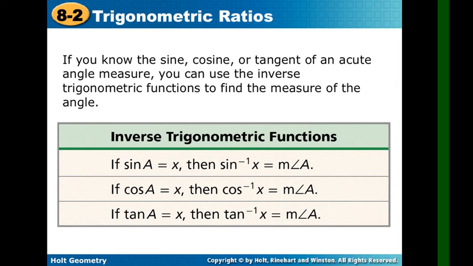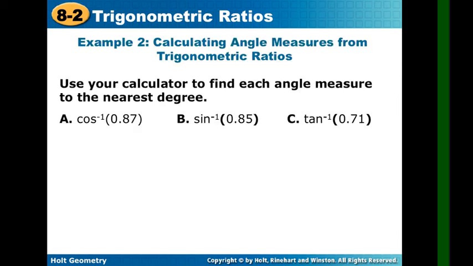So, kung nakikita nyo, parang ginawa lang is pinag-combine yung x at yung trigonometric ratio, and then naglagay lang sila ng negative 1, which is actually the symbol for the inverse, if you are familiar with the inverse of a function. Anyway, let's calculate. On your calculator, please click the following. Use your calculator to find each angle measure to the nearest degree.